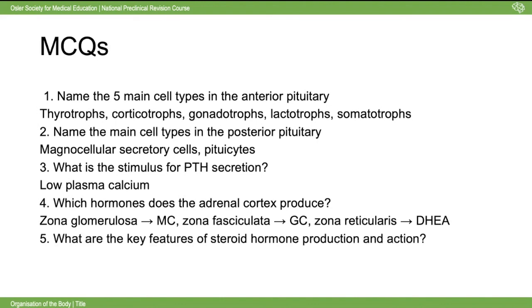Okay, last question. What are the key features of steroid hormone production and action? So this question's a bit tricky, but if you try and contrast it with catecholamines, for example, try and pick out the key features that distinguish the two from each other.